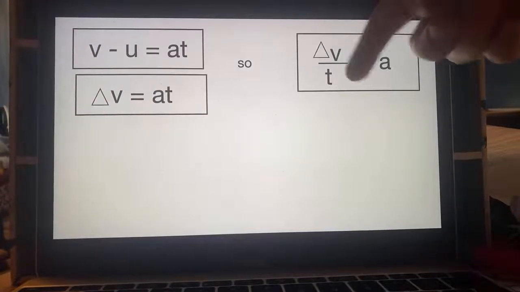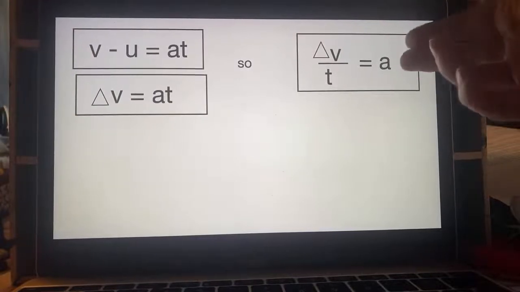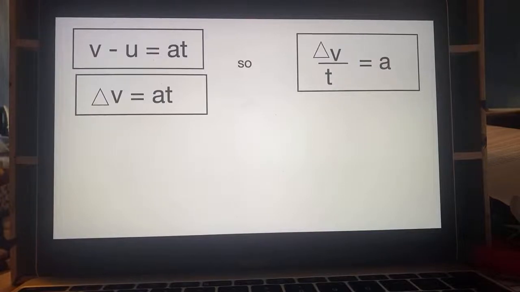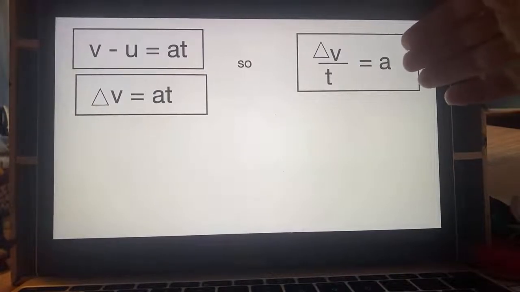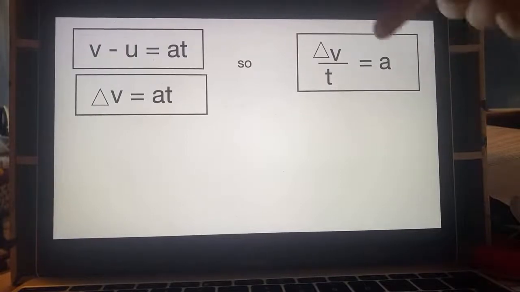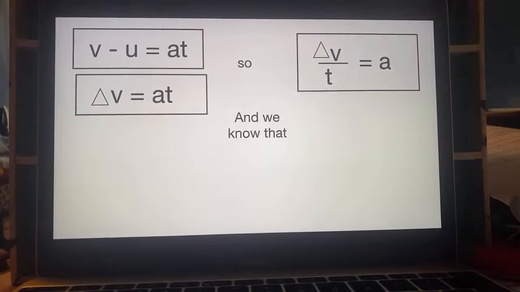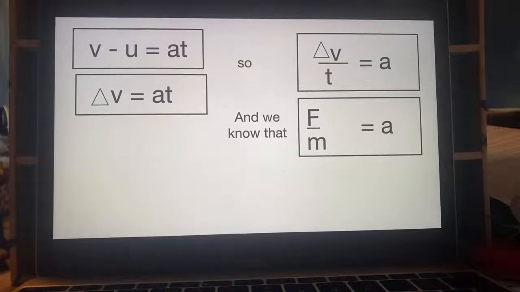Change in velocity divided by time equals acceleration. Again, we've seen this equation before. The acceleration of a thing, how fast it speeds up, is its change in velocity divided by time. And we know that F divided by m equals a.